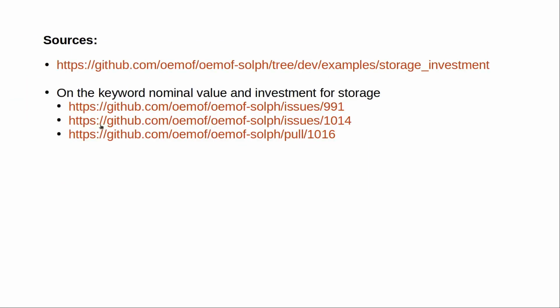These are the sources. As you can see, it's all on GitHub. You can check it out. Of course, I would suggest that you do not go into the dev tree, but that you check out the last stable release. I think it's 0.52. And you can see that there's an example. It's called the storage underscore investment example, and this is the example we are going to discuss today.